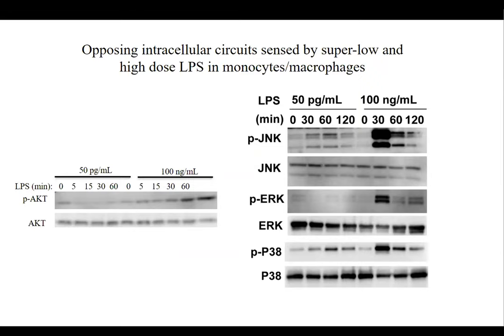In the past, we know that if we stimulate cells with high dose LPS, all these MAP kinases will be activated, followed by a rapid decrease in the activation state. So there's transient activation followed by deactivation. But lately we found that if we stimulate the cells with much lower dose endotoxin, for example, 50 picogram per mL endotoxin in vitro, we see a clear decision-making difference in terms of these activations.